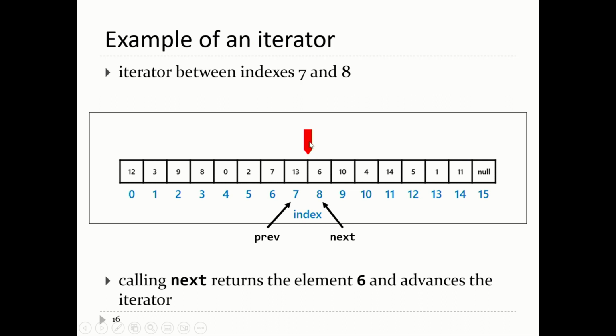So when the iterator reaches this position, the element that was most recently returned by next was the 13. The element that will be returned by the next call to next will be 6. So what we're going to do is store the index of the next element in the sequence and the previous element in the sequence. And our iterator sits between those two values.